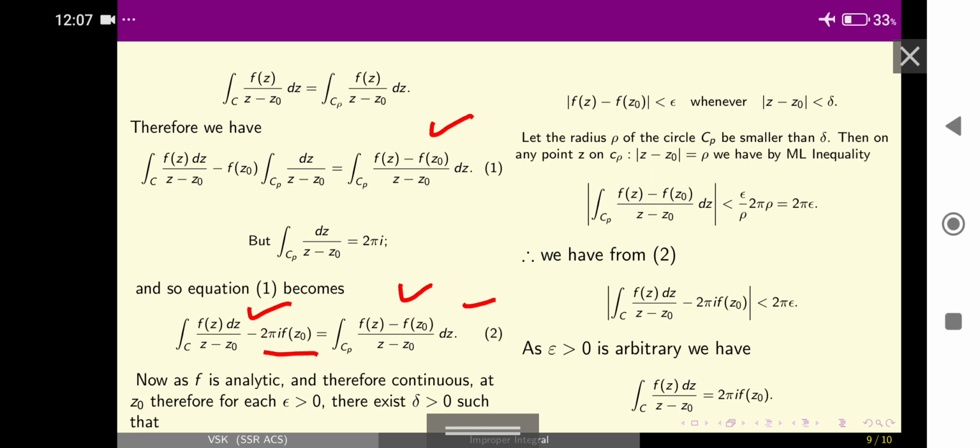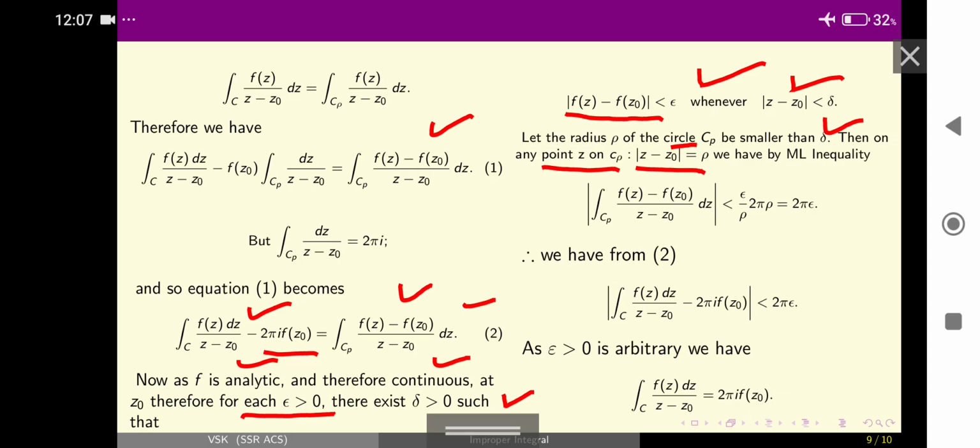Now as f is analytic and therefore continuous at z naught, for each epsilon greater than 0 there exists a delta greater than 0 such that the modulus of f z minus f z naught is less than epsilon whenever modulus of z minus z naught is less than delta. This is because f is analytic and continuous, and because of this, this expression holds. Now let the radius rho of the circle C rho be smaller than delta. Then on any point z on C rho, modulus of z minus z naught is equal to rho.